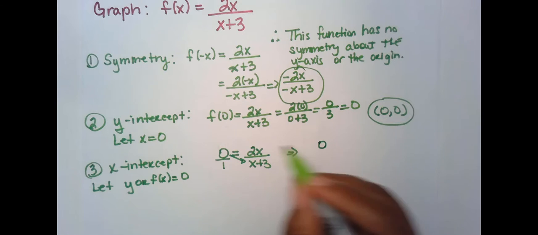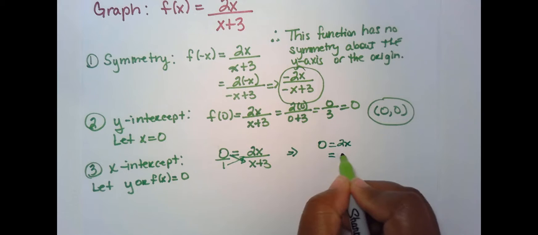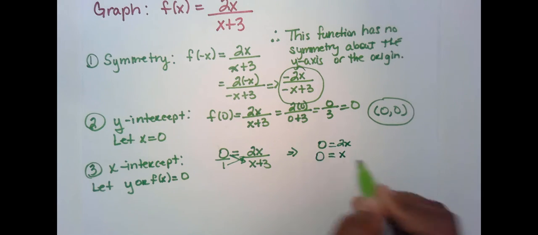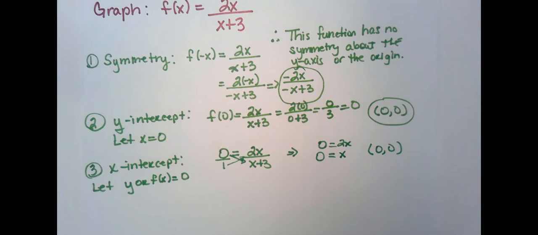That would give us 0. And then we have 1 times 2x. That is 2x. And when we solve for x, we divide by 2 on both sides and we get 0. So our x-intercept is (0, 0). So right now we really don't have that much information about this graph. So this is where we need to find some other points that we can plug into this function to graph it and see what the shape of the graph looks like.